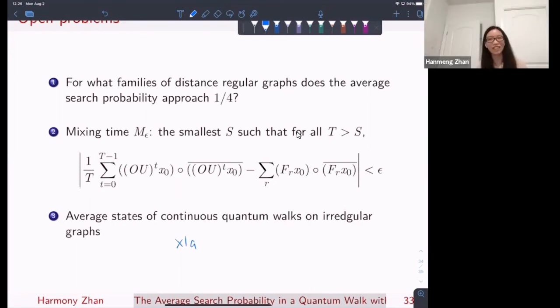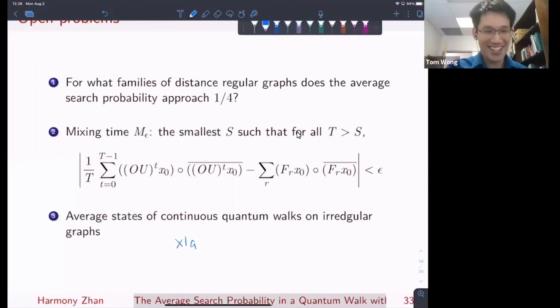That's a very good question. I haven't looked at it, but I would guess it's also not 1/4. I can run a computation later today and tell you the result. Okay, thanks.